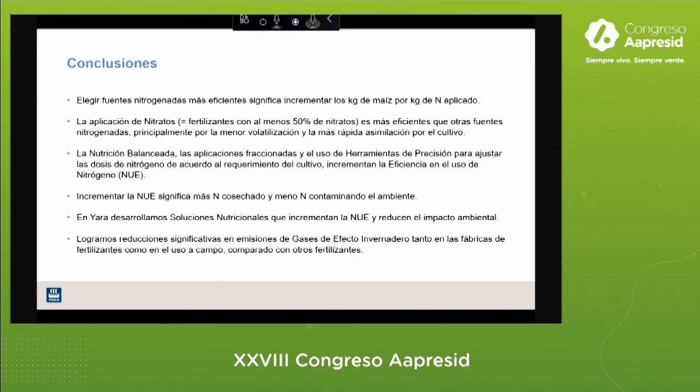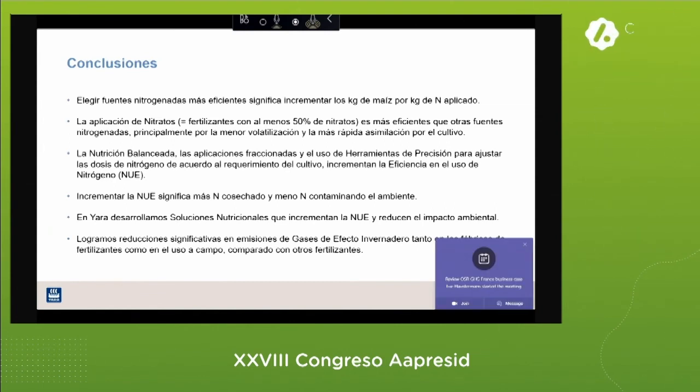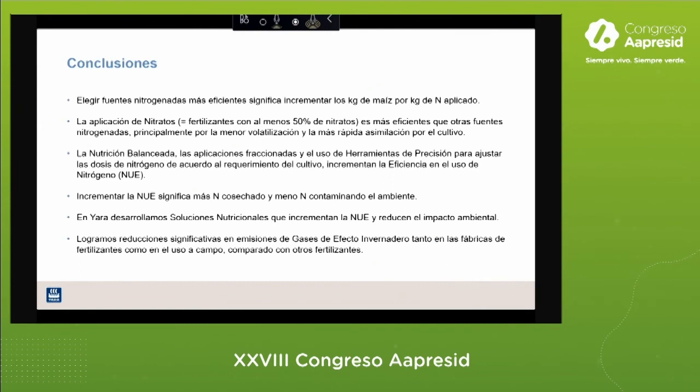Furthermore, balanced nutrition with all nutrients, split application, and the use of precision farming tools to adjust the nitrogen rates according to the crop requirements, all that is important to increase nitrogen use efficiency. And increasing nitrogen use efficiency means that more nitrogen ends up in the crop, and less nitrogen is available for polluting the environment.